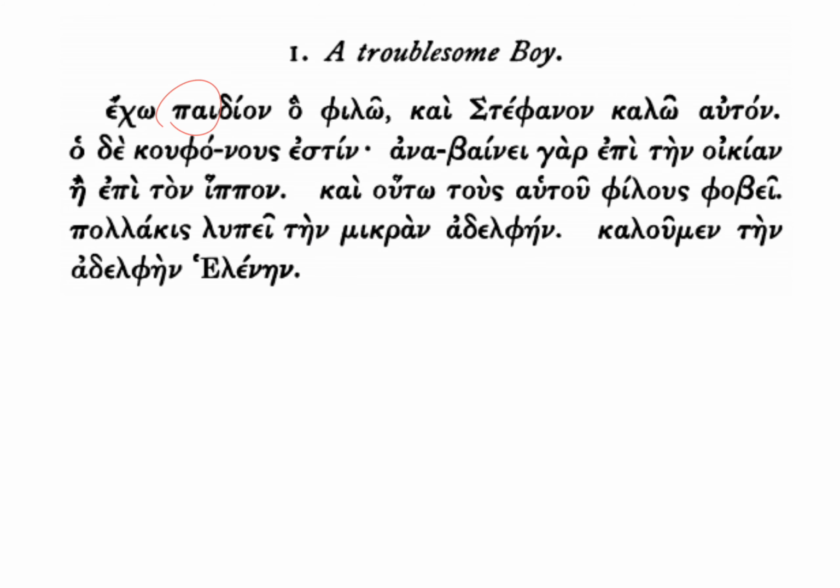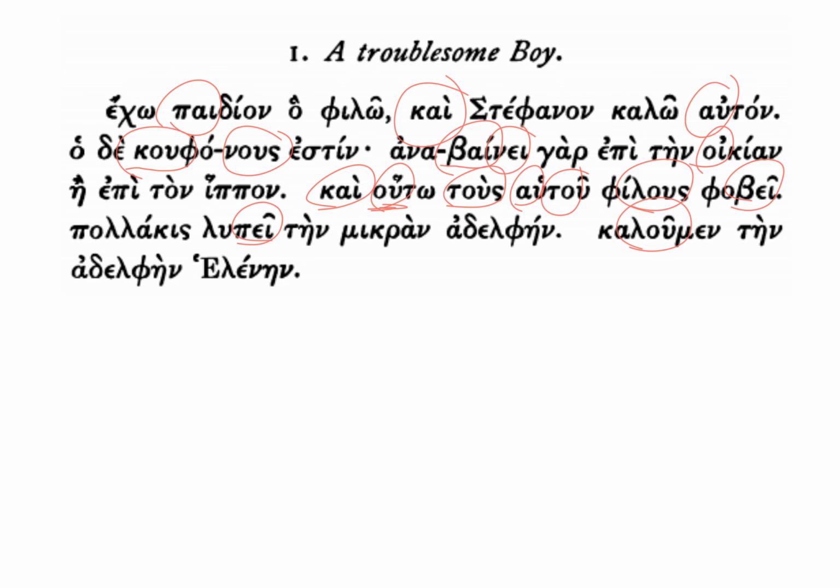So we have the diphthongs in each of these words: auton, kuanous in kufanus, anabaine, oikion, kai again, huto, tous, and lupe and kalumen, and that's the last one in this reading.